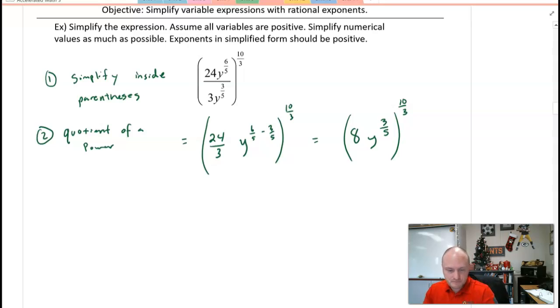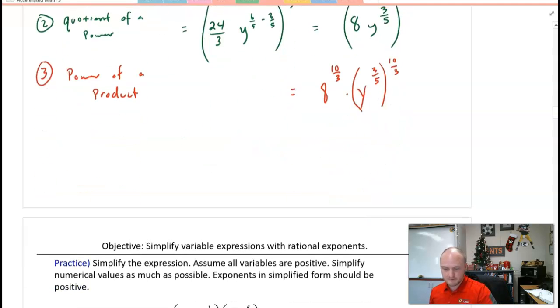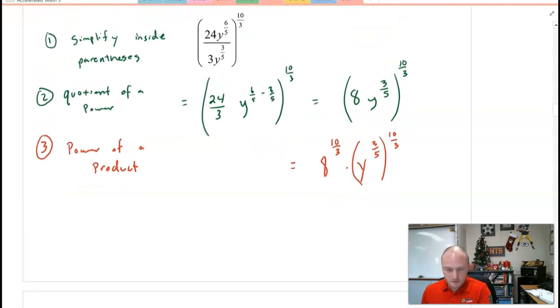Well, now this ends up looking kind of like our last problem where I have a power of a product. So I'm going to go ahead and distribute my 10/3. So I have 8 to the power of 10/3. That's an interesting calculation. Times y to the power of 3/5 raised to the power of 10/3.